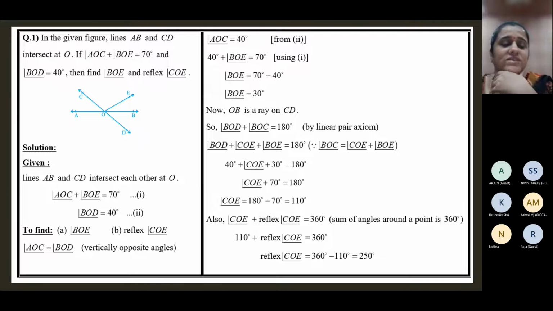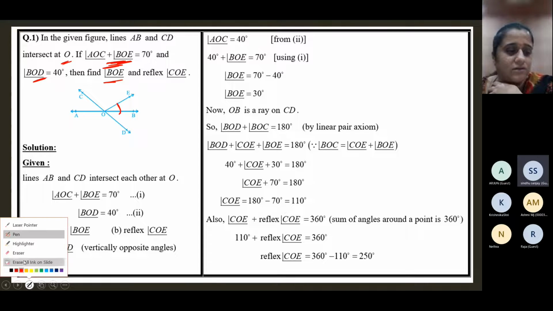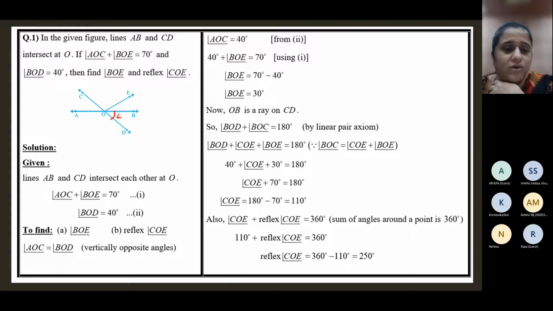Okay, Sindhu, yes, start. All of us must have read the information given. So Sindhu, tell us how to find angle BOE, this angle. Ma'am, it's given that lines AB and CD intersect each other at O. Okay. So angle AOC plus angle BOE is equal to 70 degrees, that also they have given. And angle BOD is equal to 40 degrees. One minute, let me mark that. BOD, this is 40 degrees. And AOC plus BOE is equal to 70 degrees.